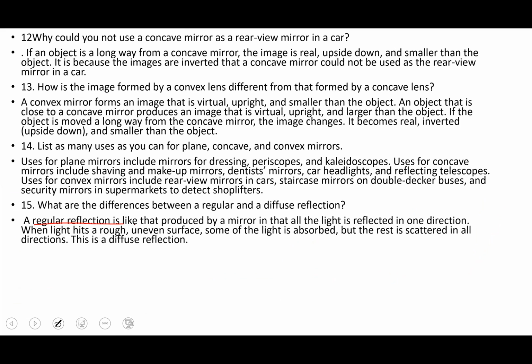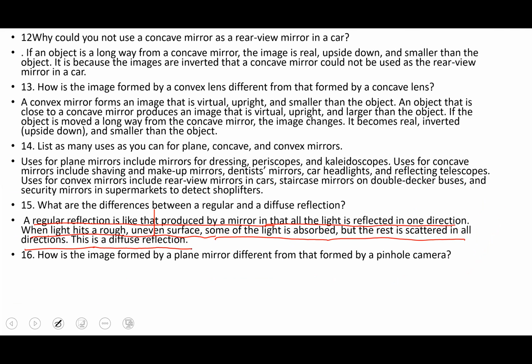So let us read about it. A regular reflection is like that produced by a mirror, in which all the light is reflected in one direction. When the light hits a rough and uneven surface, some of the light is absorbed, but the rest is scattered in all directions. This is diffuse reflection.